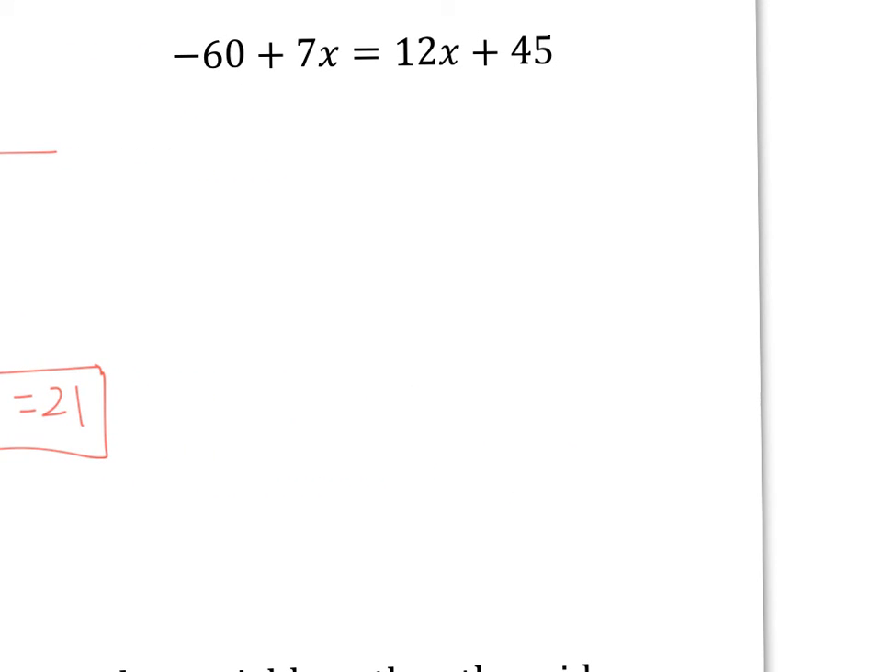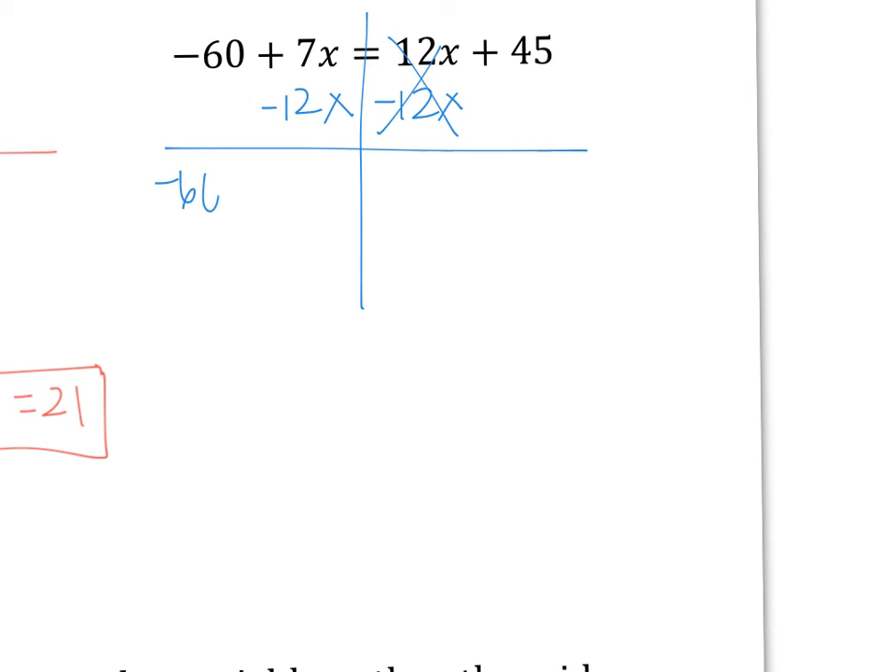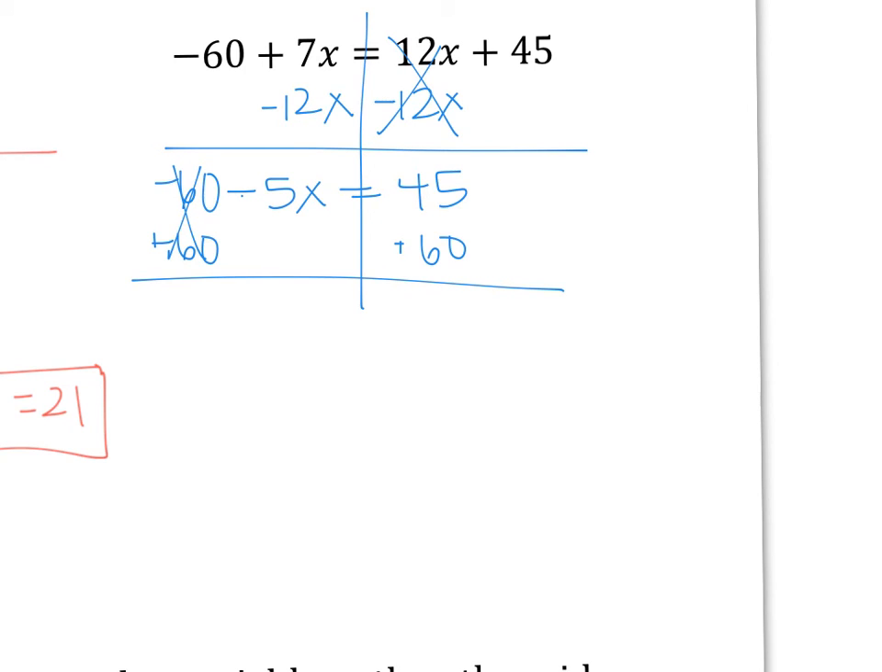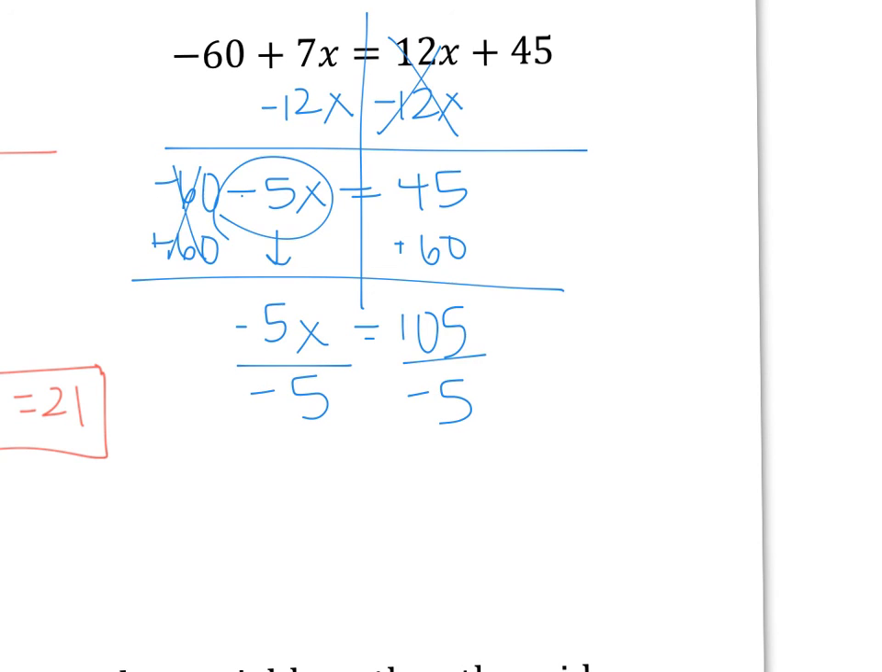I am going to, on this example, subtract 12x. Again, I want to combine my x's. So I'm going to move them to the left side, and I'm left with negative 60. 7 minus 12 is negative 5x equals 45. Okay, I want to isolate my variable x, so I'll undo this negative 60, and I'll add 60 to both sides. And when I add 45 and 60, I get 105. But then on the left-hand side, I have to bring down the negative 5x, divide by negative 5, and x equals negative 21.